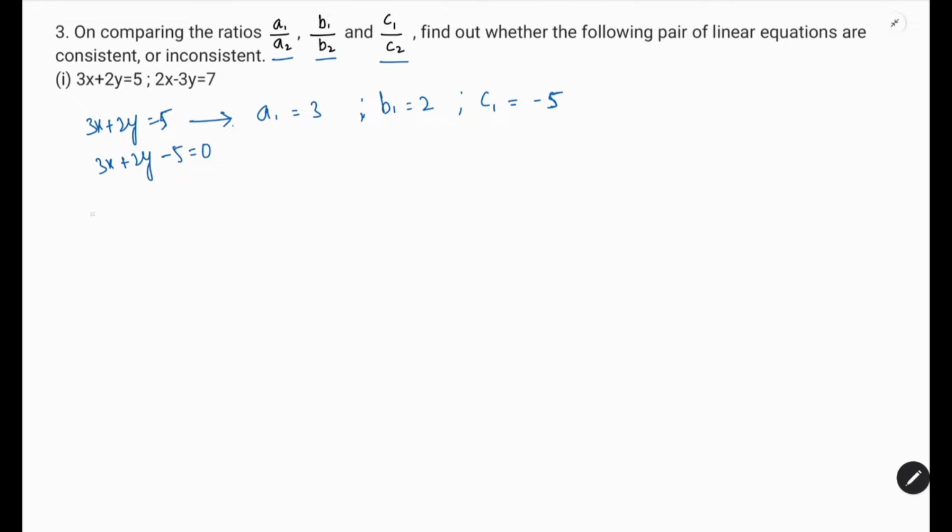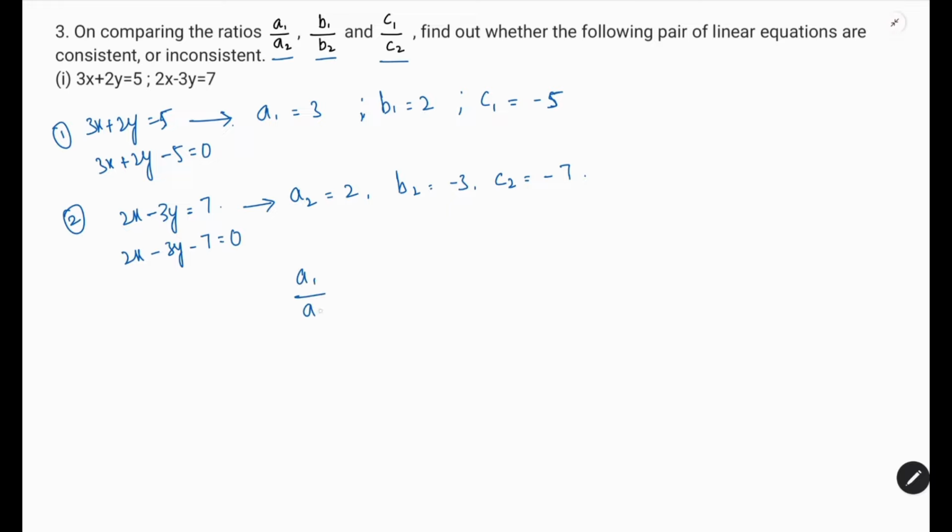From the second equation, 2x minus 3y equal to 7. Now take 7 to the left side, 2x minus 3y minus 7 equal to 0. We can say that a2 is the coefficient of x, b2 is the coefficient of y and c2 is the constant term, that is minus 7. So here we will find out the ratios a1 by a2 equal to 3 by 2, and b1 by b2 equal to 2 by minus 3 and c1 by c2 equal to minus 5 by minus 7. Minus and minus gets cancelled.